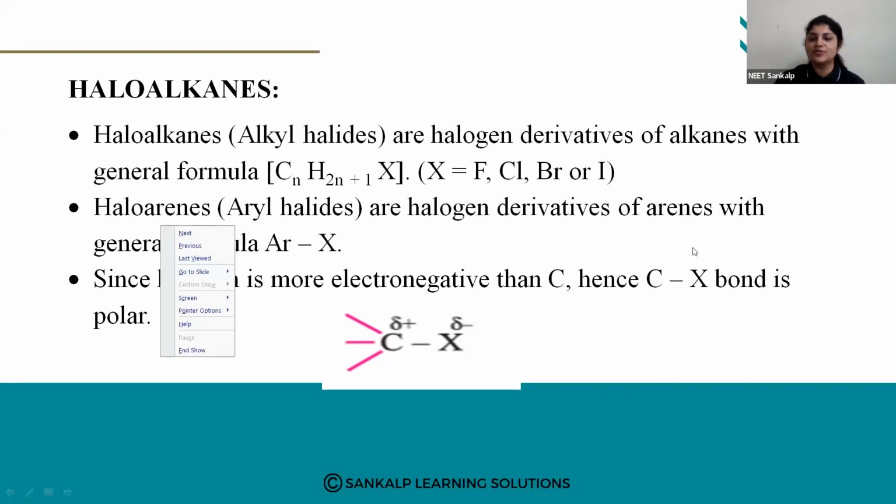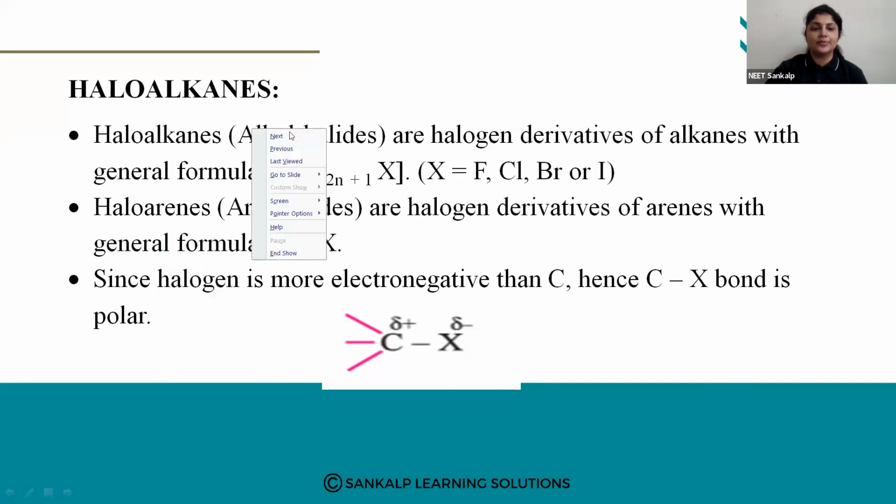Then we discussed the nature of the C-X bond. The C-X bond, that is the alkyl halide bond, is polar in nature. Why is it polar? Because of the presence of a highly electronegative atom. Between carbon and halogen, the halogen is highly electronegative, so polarity arises. As a result, the halogen gets a partial negative charge and carbon gets a partial positive charge. This was the nature of the C-X bond.